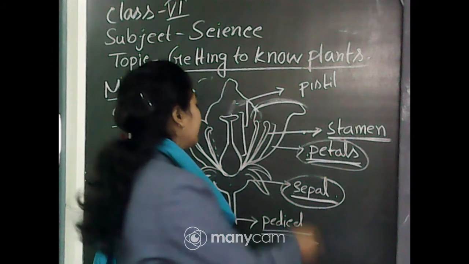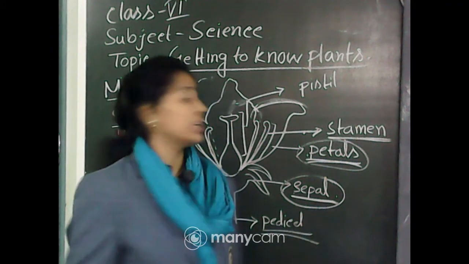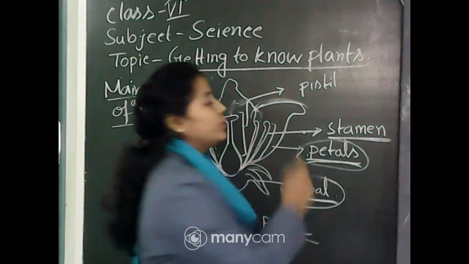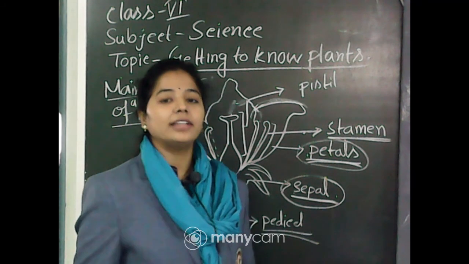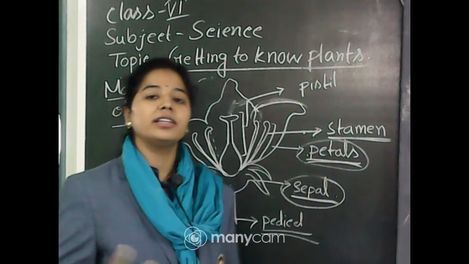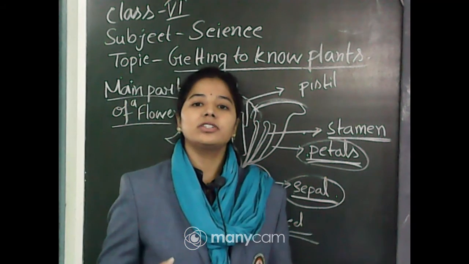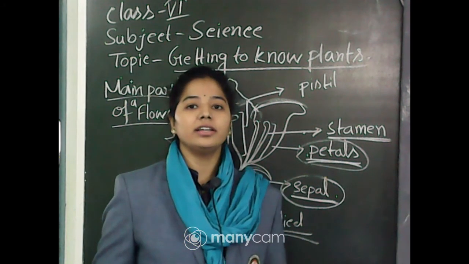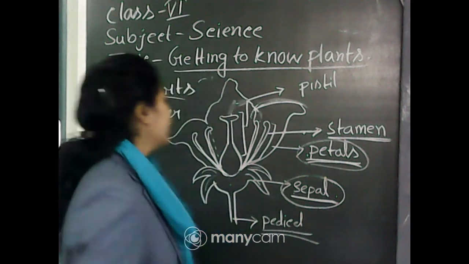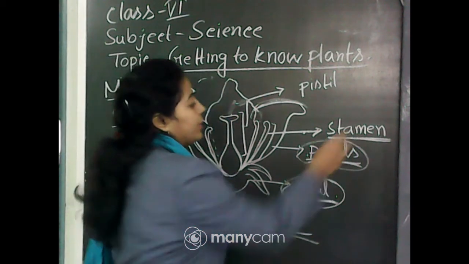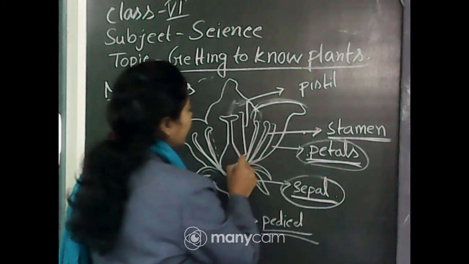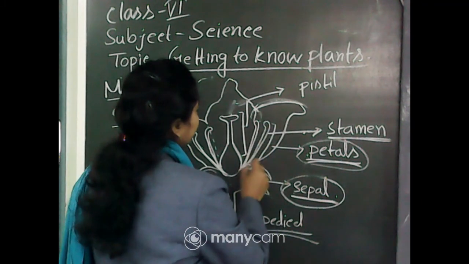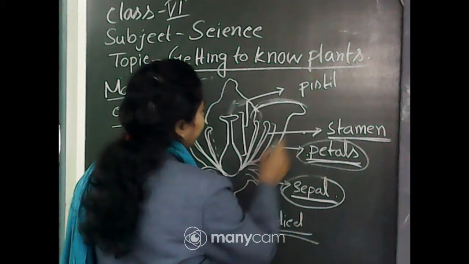It protects the flower from any outer destruction, and petals attract the insects, and those insects help in pollination. Pollination I will explain later. Okay. Now we come to the stamen. You can see in the picture the whole part of the stamen, which is somewhat inner to the petal.